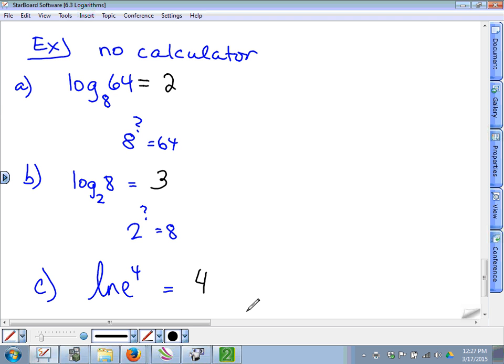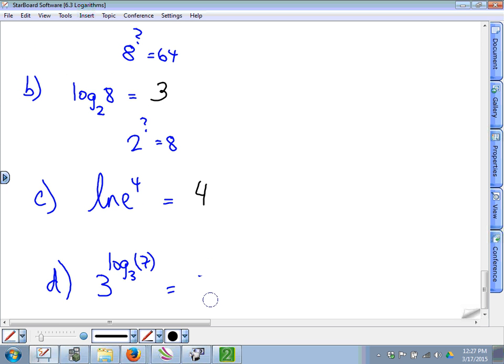Alright, back to this. Seriously, do you understand why the answer is 4? Because the ln crosses off with the e. It disappears, so you just are left with a 4. Okay, well, along those same lines, check out this bad boy. Before you start hyperventilating, it's a 7.